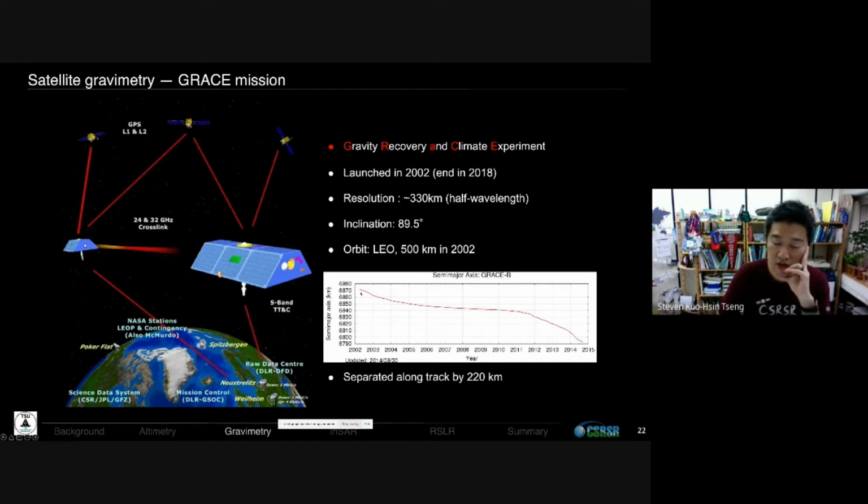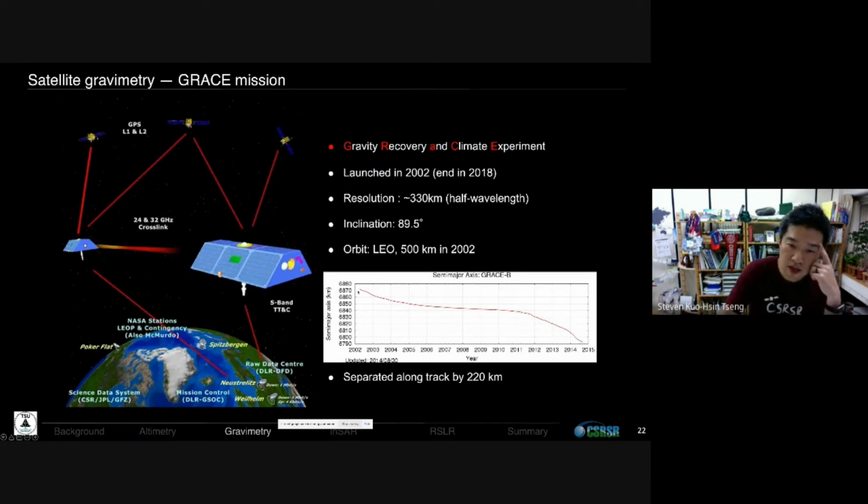It started in 2002, and because it tried to measure the gravity field, which is inversely proportional to the distance, we need the satellite flying at a very low orbit. The orbit is only a few hundred kilometers above sea level, so you can imagine the semi-major axis is only about 6,800 kilometers.